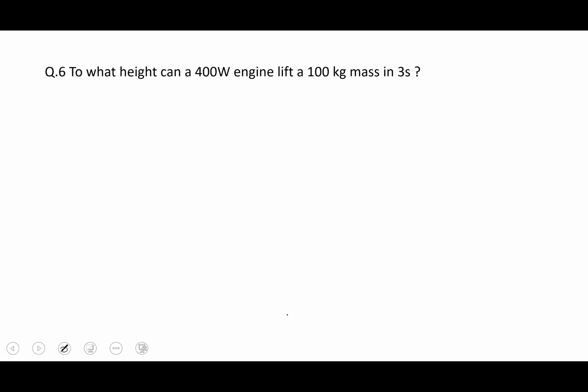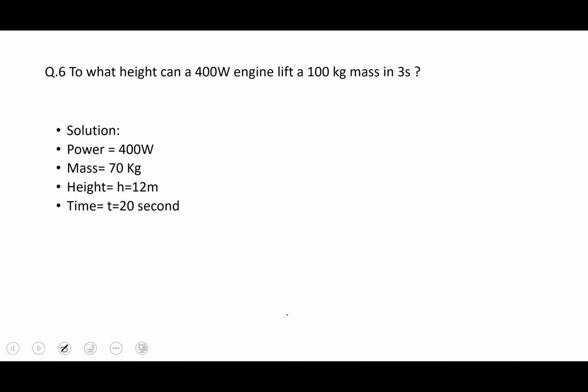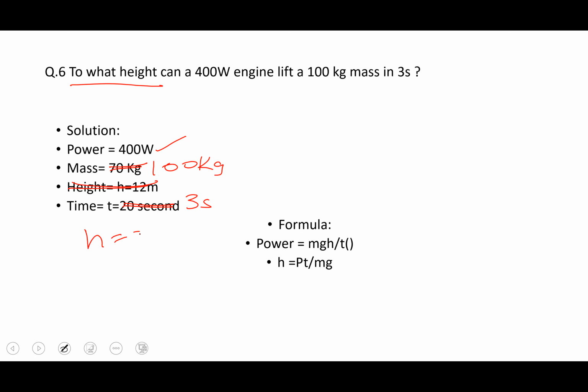Question number 6 says, to what height can a 400 watt engine lift a 100-gram mass in 3 seconds? So here's the data. The power is 400 watts. The mass is not 70, it is 100 grams. The height is not given. And the time is not 20 seconds, it is 3 seconds. Now putting in these values, what do we get? The formula: power is equal to mgh. We have to find the height in this case. So h has to be found out.